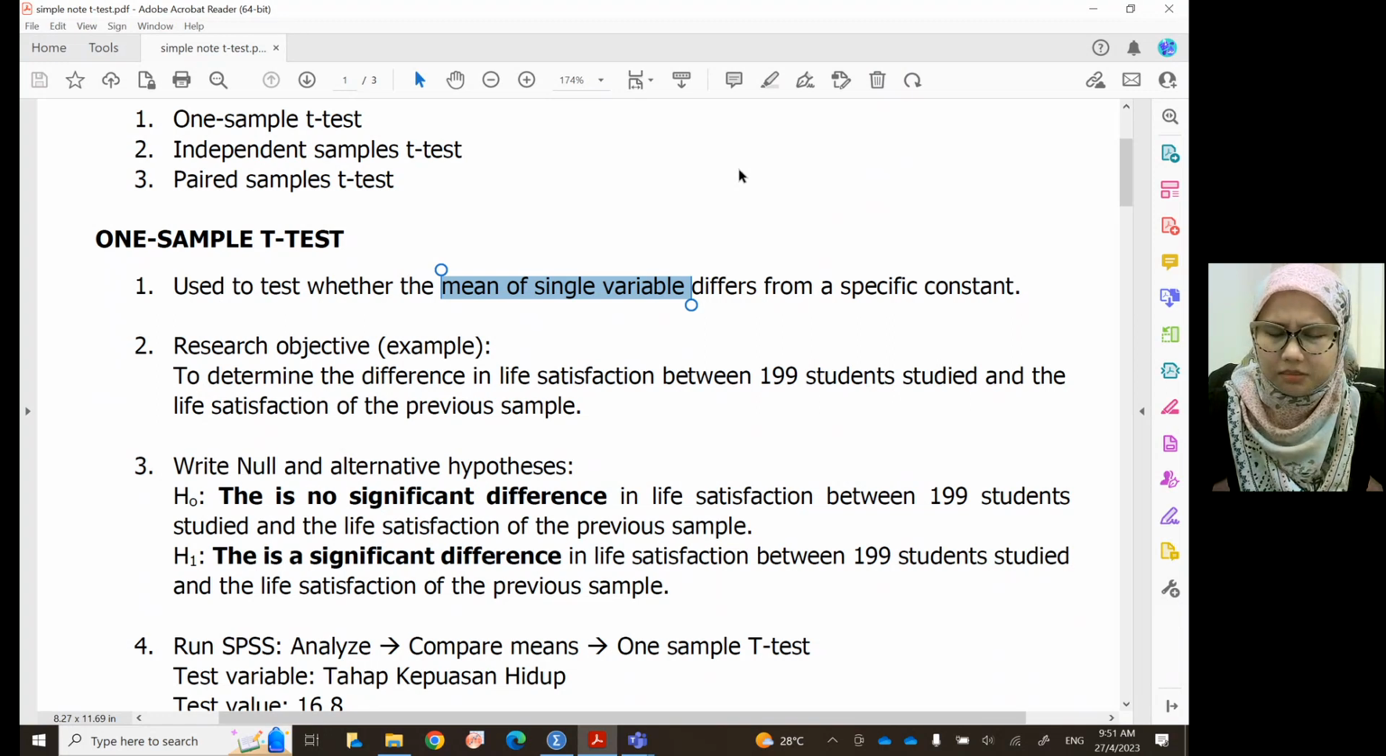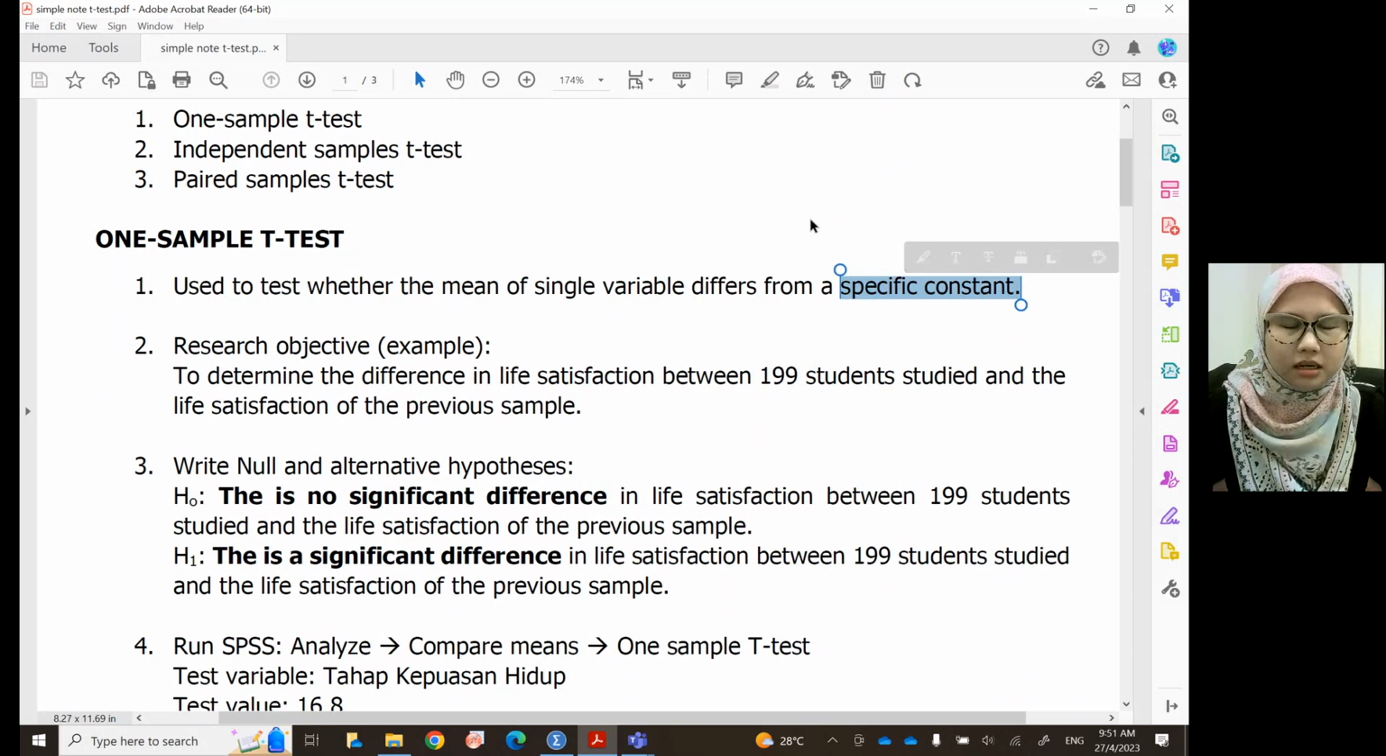What does it mean by the mean of kepuasan hidup? It is the one that has been computed. So we want to test whether the mean of a single variable differs from a specific constant. The specific constant might be the mean value from a previous study or from the literature study that you are referring to. So we know what one sample t-test is used for.